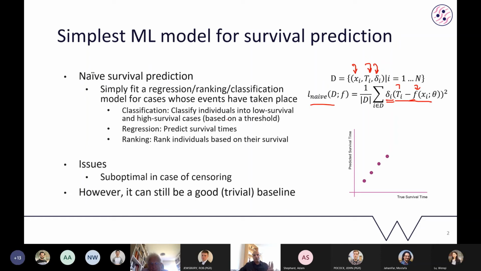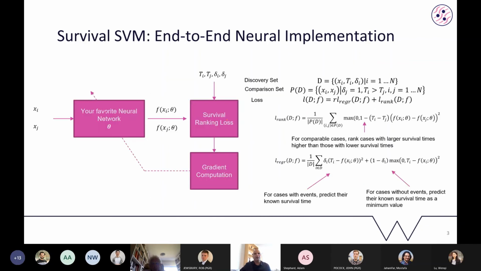Now, we've talked about 3 different ways of building these machine learning models, right? So Rob and Adam and David have talked about these. If we put a neural network before these and we use that as a predictor, we can essentially use all of these 3 losses that we've talked about. We can use a survival SVM loss, we can use the maximum likelihood loss, or we can use the splitting based criteria that Rob presented. And we can build, or we can neurify or end-to-end learn these predictors.